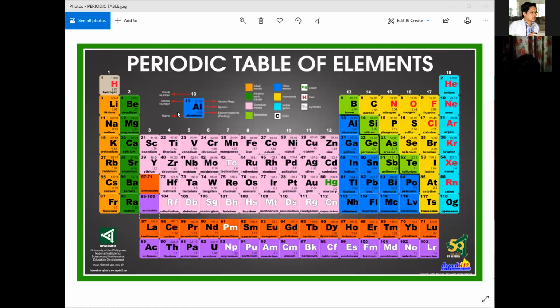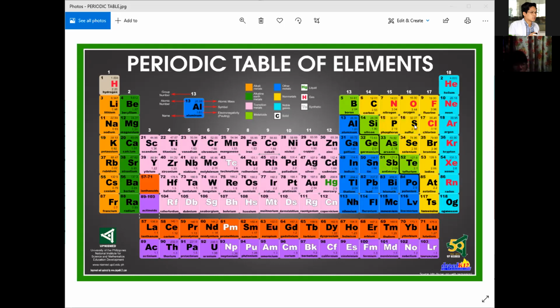Your valence electrons are actually in the groupings. Like for example, group 1A, diba? This is group 1A, so it has one valence electron. Group 2A has two valence electrons. Group 3A has three valence electrons, and so on until it reaches 8A. Remember, we are considering only A, the representative elements.